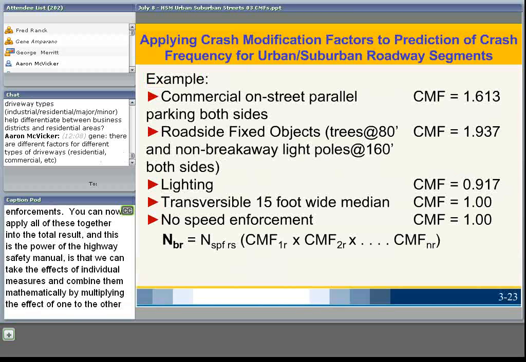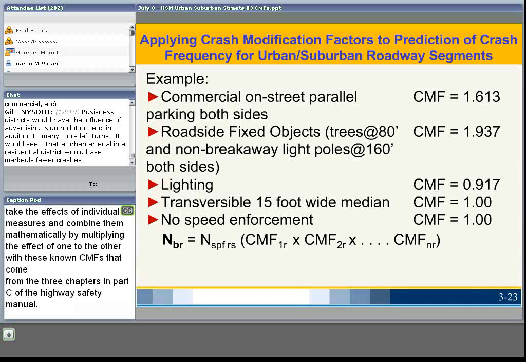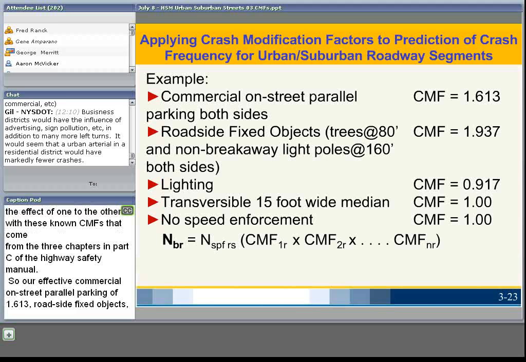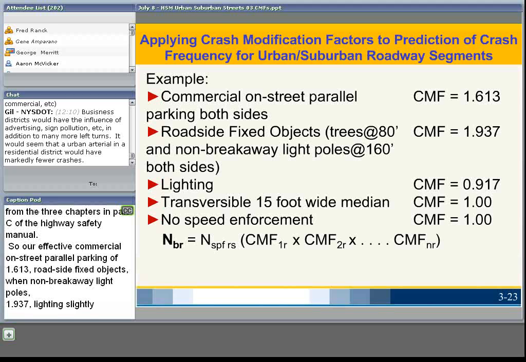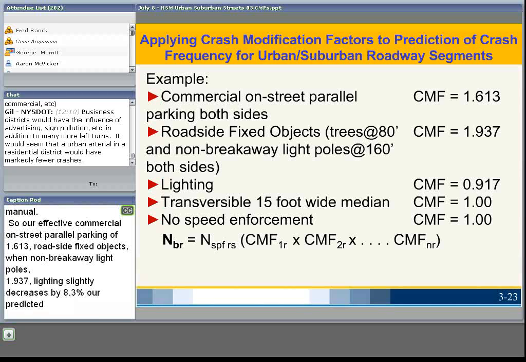Now the effect of changing those luminaires to breakaway takes out the portion that's the lighting and would reduce our CMF accordingly. And we end up with a lower value of 1.613, only 61.3% more increased crash frequency. And that's from the trees.